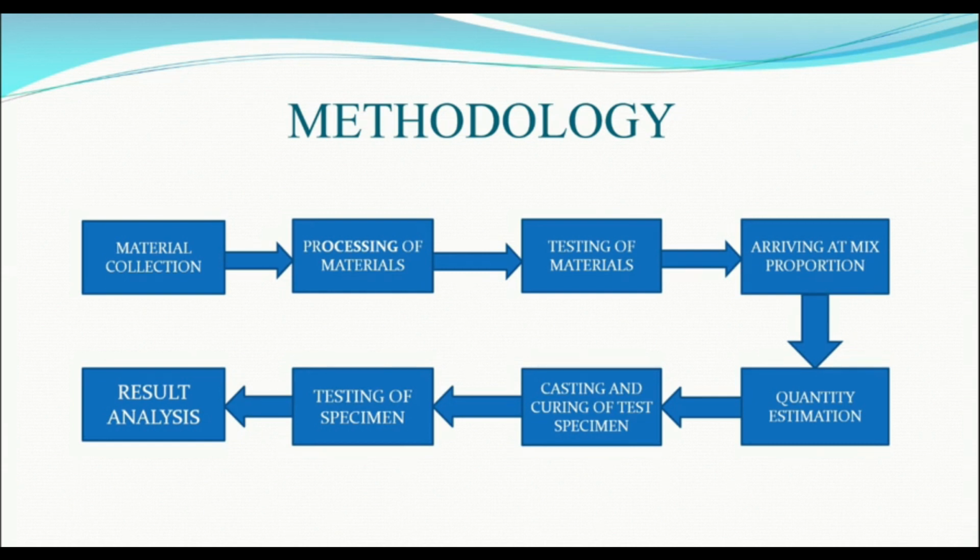First step was material collection, then processing of materials where the fibers were cut short with respect to the aspect ratio fixing. The further steps were testing of materials, arriving at mix proportions, quantitative estimation, casting and curing of the test specimens, and cubes, cylinders and beams were cast with the addition of fibers in varying proportions of 0%, 0.25%, 0.5%, 0.75% and 1%.